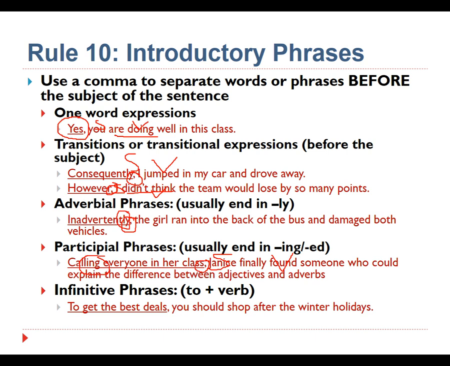Lastly, an infinitive phrase is the word to plus a verb. When an infinitive phrase starts a sentence, it must have a comma at the end of it. To get the best deals, you should shop after winter holiday. Notice the infinitive, to get. The comma goes after deals because that is where the introductory phrase ends and the independent clause begins. The actual complete sentence is, you should shop after the winter holiday. The subject is you. The verb phrase is should shop. So that is the independent clause that gets offset from the introductory phrase using a comma.